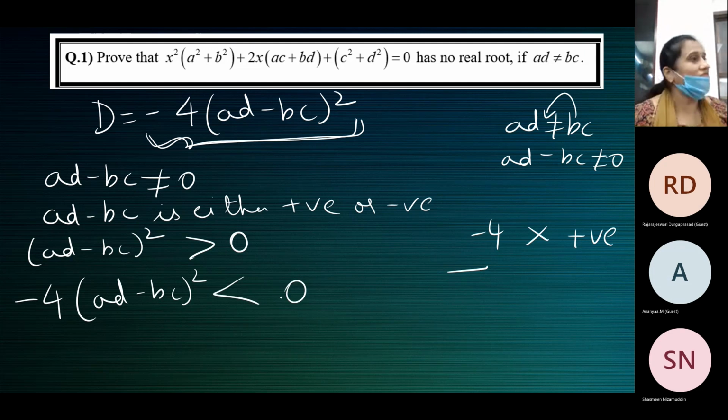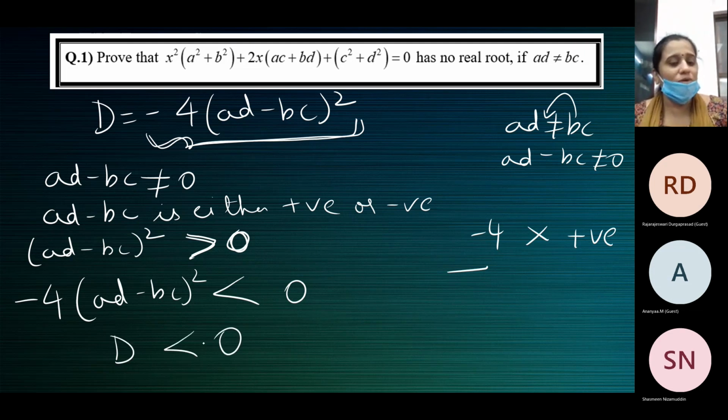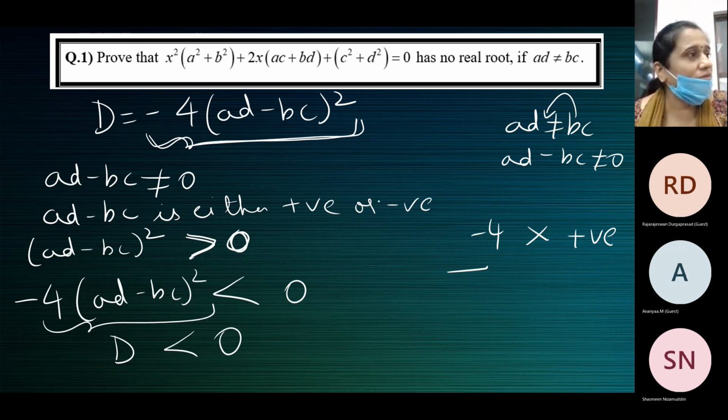Negative means you must write less than 0. Positive, write greater than 0. Zero, equal to 0. Now this is positive, so greater than 0. But when you multiply by minus 4, it's negative, so less than 0. So what is D then? D is less than 0, because D is this one only. That means the given equation has no real roots.